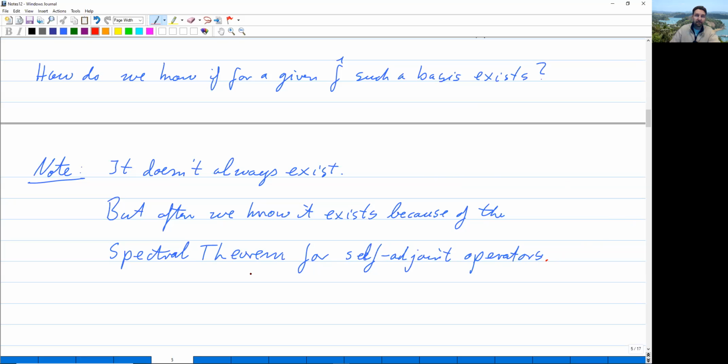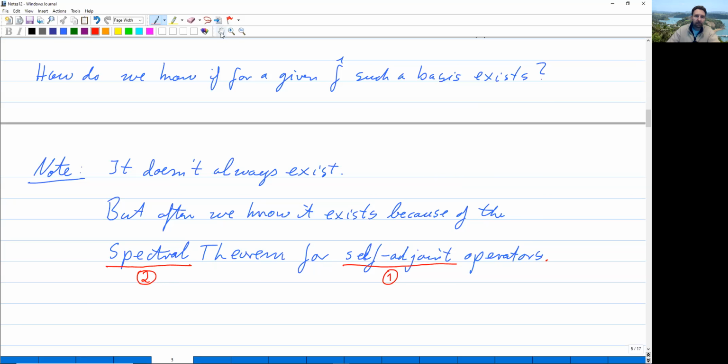Now, in order to get to the spectral theorem, we will need to clarify first a few definitions. What do we mean by spectral? What is the spectrum of an operator? And then, what exactly do we mean by self-adjointness of an operator? So we will first study self-adjointness, and second, we will study the spectrum of operators, and after that we are ready for the spectral theorem.